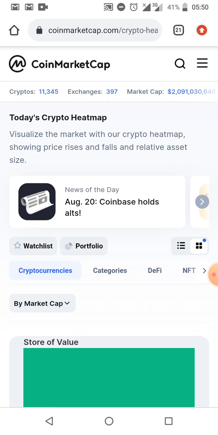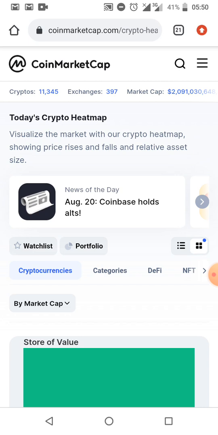I'm going to be looking at CoinMarketCap's heat map. That's a crypto heat map, and CoinMarketCap happens to be a website that usually promotes this heat map, as with most other platforms. It says today's crypto heat map here. Visualize the market with our crypto heat map, showing price rises and falls, and relative asset size.